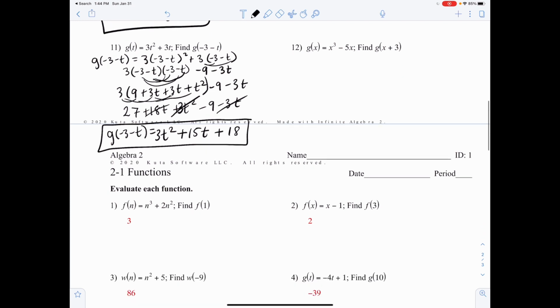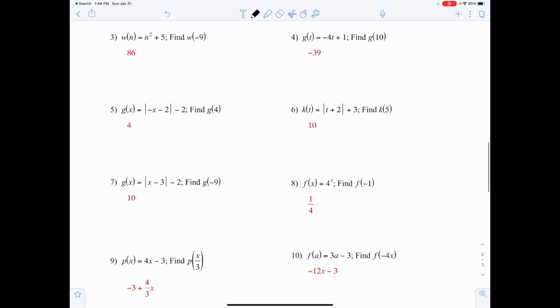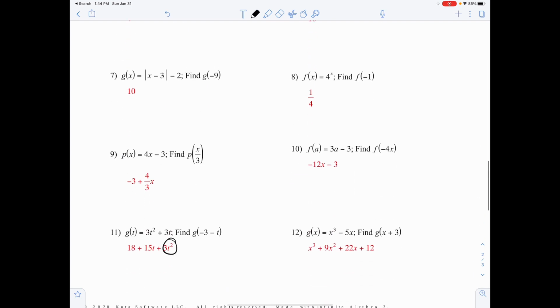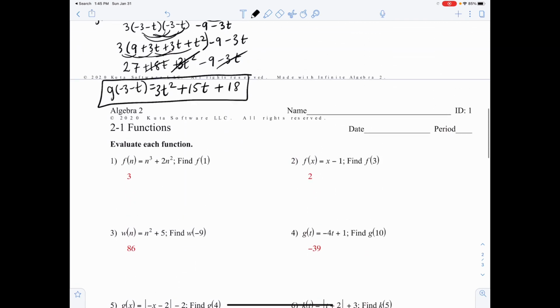And then I can check my work down here. 3 positive 15 positive 18. So 3t squared positive 15t plus 18. And they put it in the wrong order. We want it in the order that I have it up here.